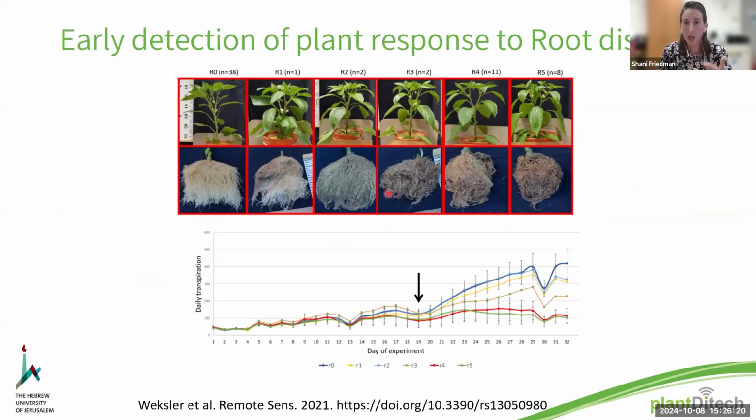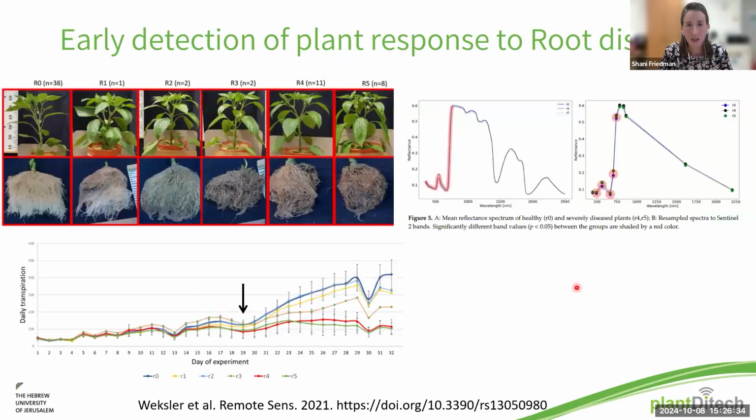When using this grouping and looking back at the daily transpiration, they could have noticed differences between the plants that were found to be infected and the healthy plants. The difference was found already here, much before the end of the experiment. Interestingly, they compared these findings with reflectance spectrum measurements across different stages of root rot.